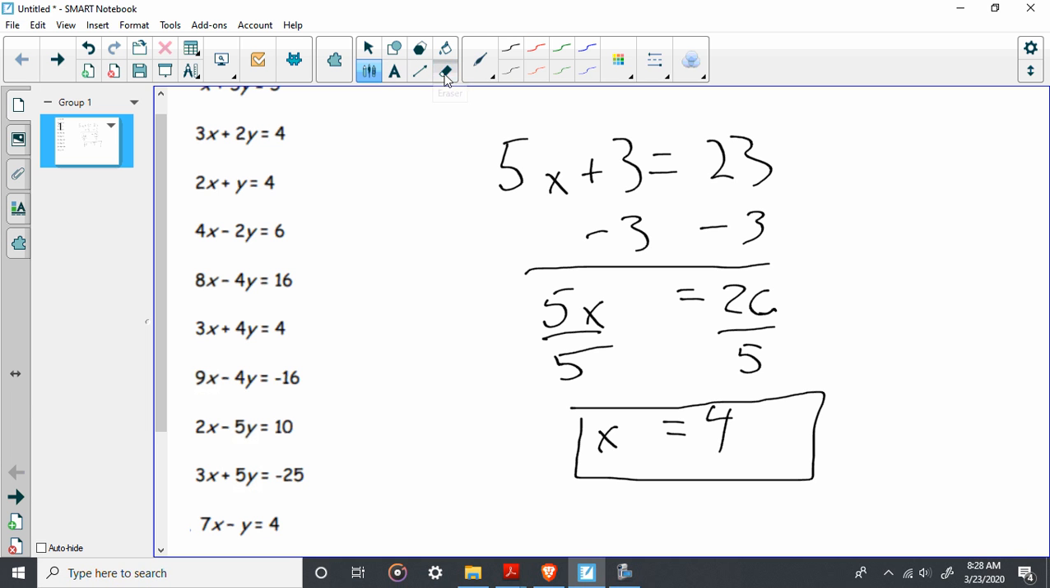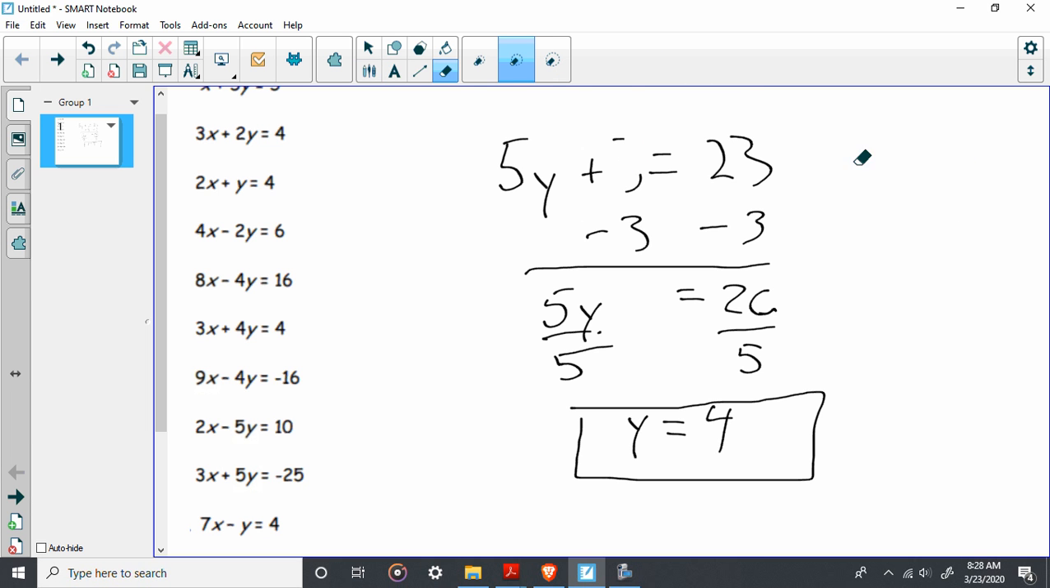Now, what if that variable were y? No big deal, right? We would have just a y instead of an x. So the letter itself doesn't matter.